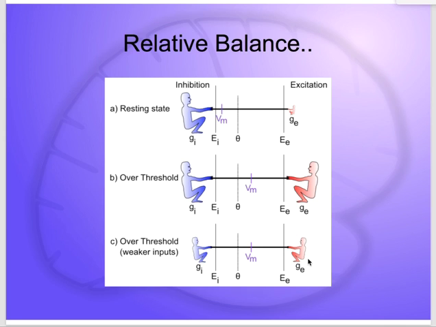B is over threshold, where the G sub E guy, the excitatory guy, can pull a lot stronger. But you can also still have the cell over threshold even when you have weaker inputs. So in C, both G sub I and G sub E, the excitatory and the inhibitory guys, are each pulling less strongly, but because they're proportionally pulling less strongly, you still have V sub M above the threshold. So therefore, the cell can still fire.